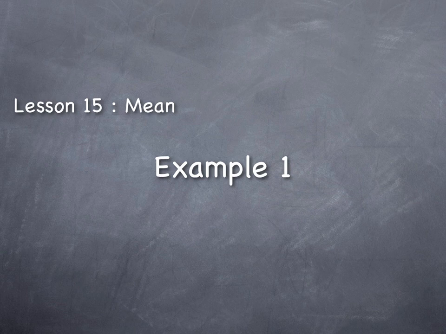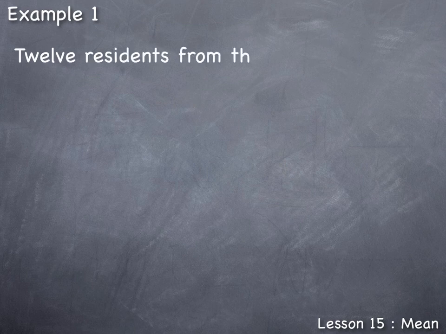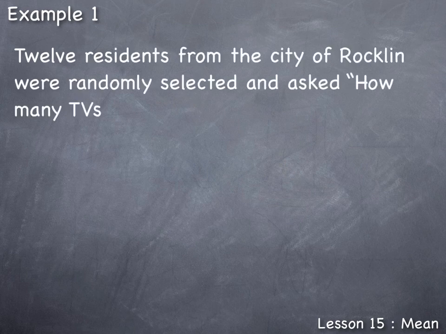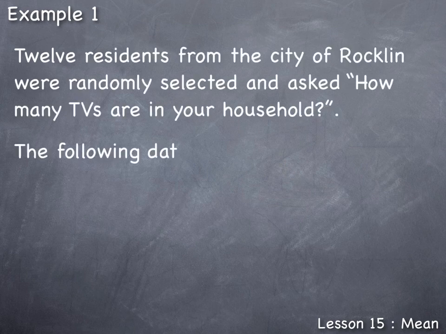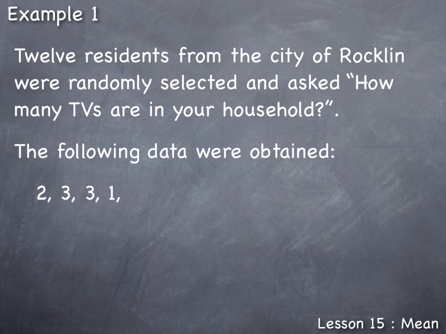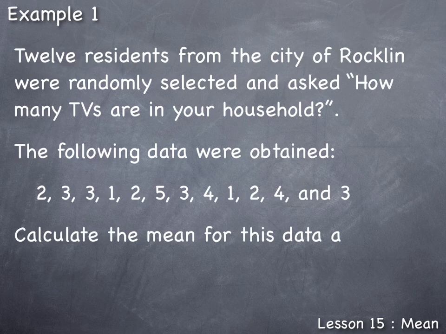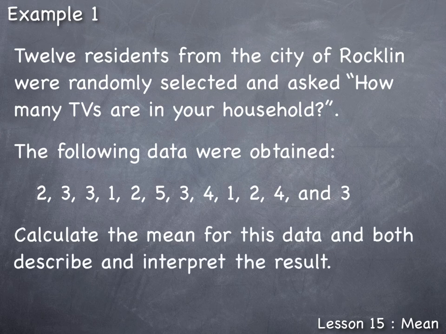Lesson 15, Mean. Example 1. 12 residents from the city of Rockland were randomly selected and asked, how many TVs are in your household? The following data were obtained. Calculate the mean for this data and both describe and interpret the result.